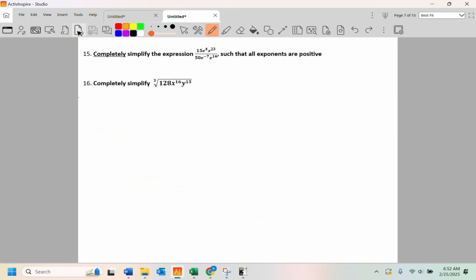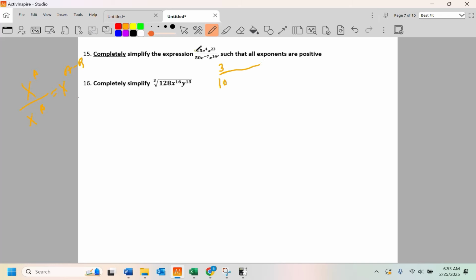Completely simplify the expression 15e to the 4th, x to the 23rd over 50e to the -7th, x to the 14th. So this one's not bad. You just have to remember this property of x to the a over x to the b is x to the a minus b. It's a really easy problem. Now 15 over 50, those are both divisible by 5. That's going to be 3/10.